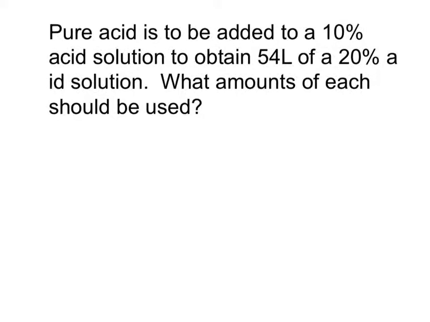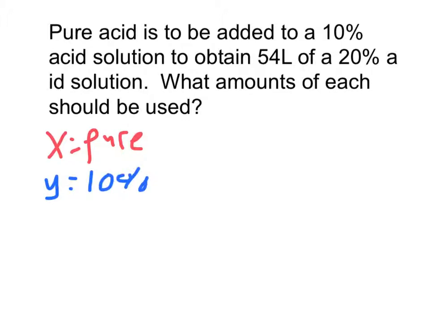So in this word problem, we're adding a few things. Pure acid from some jug is going to be mixed with a 10% acid. So we don't know how much of the pure acid. We can label that as x, pure, and y, the 10%. And we'll make this the liters, because we know that we're pouring them together. And if you pour the amount of the pure acid plus the amount of the 10%, that needs to make 54 liters.